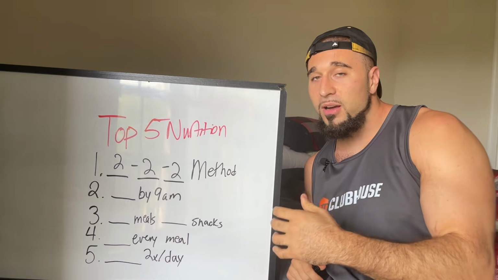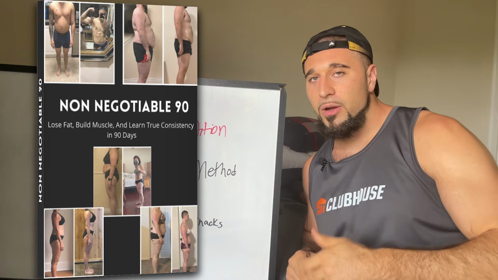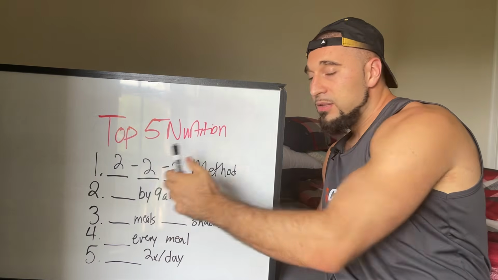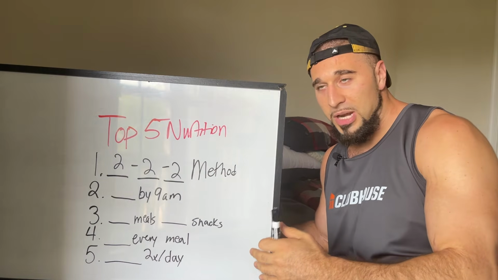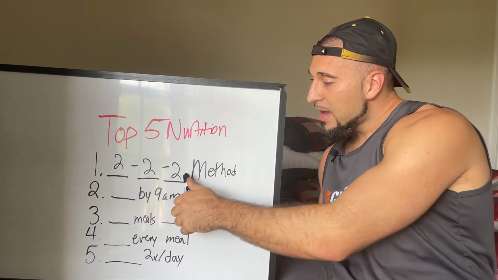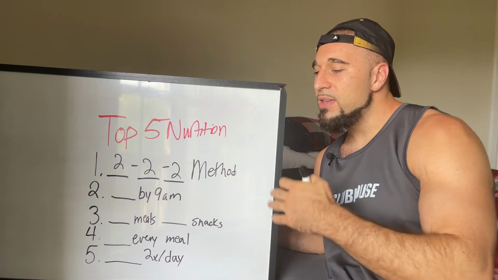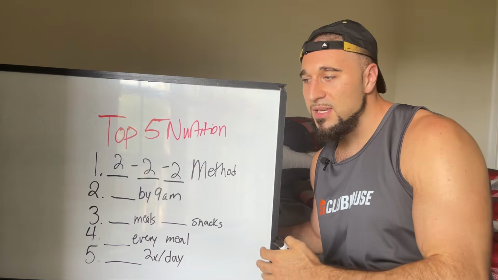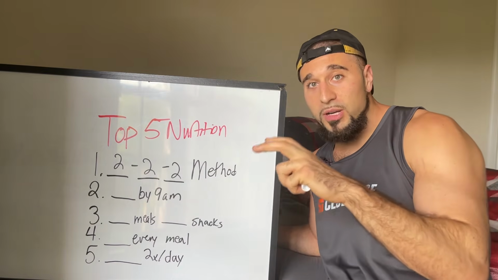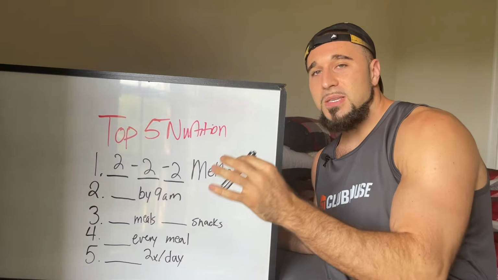It's actually a part of the first program that we have inside of the Clubhouse called our non-negotiable 90. So what the 2-2-2 method is, you are going to have 2 servings of fruit per day. You're going to have 2 servings of vegetables per day, and then you're going to have 2 liters of water per day. This way, you're covering the main bases. You probably know to eat healthy, you probably know to drink more water, but the 2-2-2 method allows you to put some numbers on it.